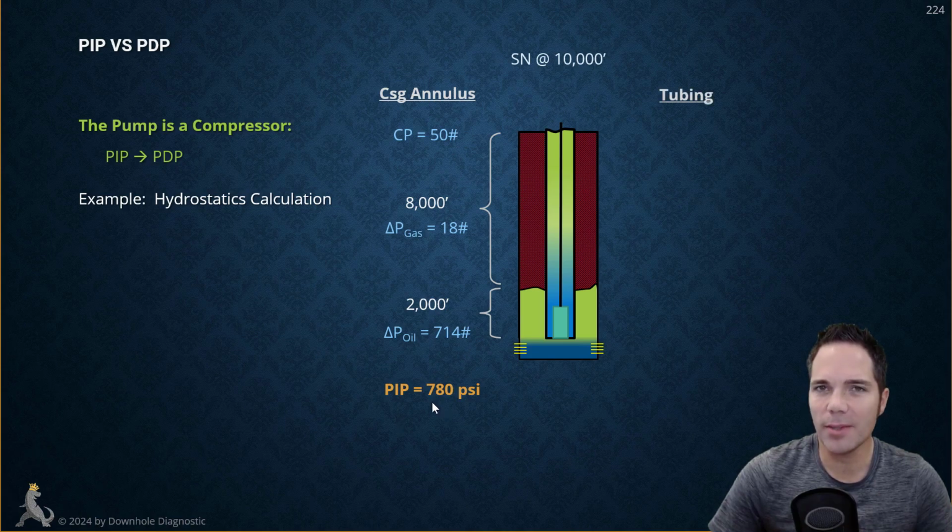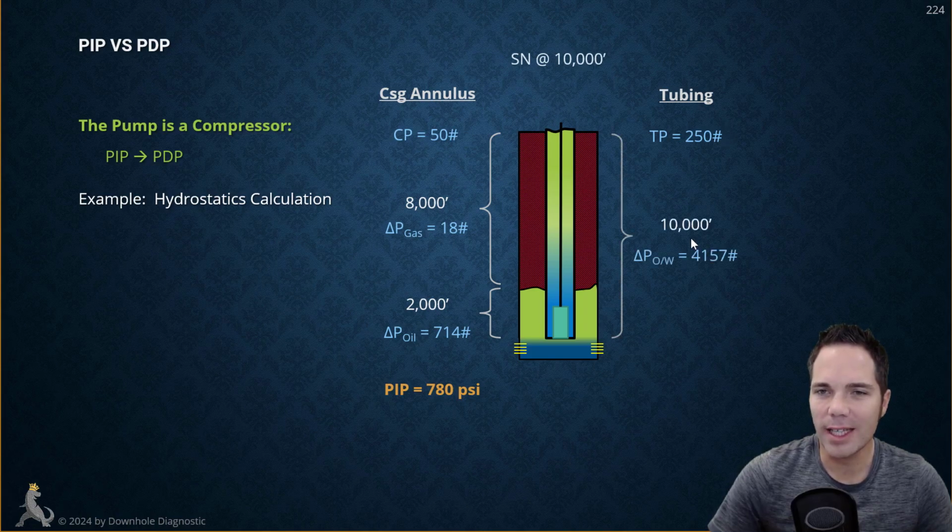Now for our tubing, in order to calculate the pump discharge pressure, we take the tubing pressure. So if you've got a back pressure valve, let's say we've got 250 pounds on average on our tubing, and then we have our 10,000 foot column of tubing. We would have to look at what the specific gravity and the densities are for the water and oil in here, assuming no gas. And doing some calculations, it would come out to around 4,157. So the pump discharge pressure, just rounding off, is about 4,400 pounds.